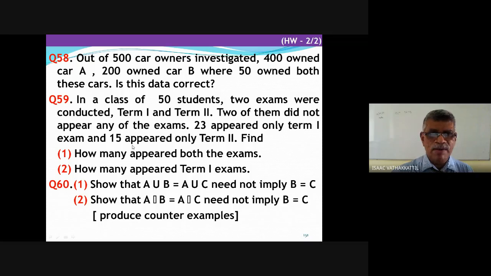In a class of 50 students, 2 exams were conducted, term 1 and term 2. 2 of them did not appear in any of these exams. 23 appeared only term 1, 15 appeared only term 2. Find how many appeared in both the exams and how many appeared in term 1 only.